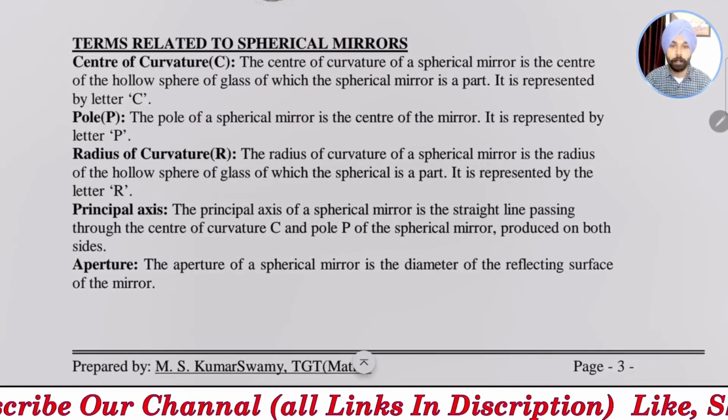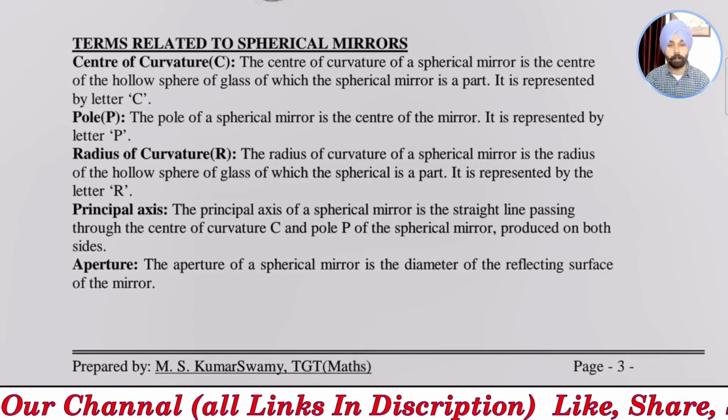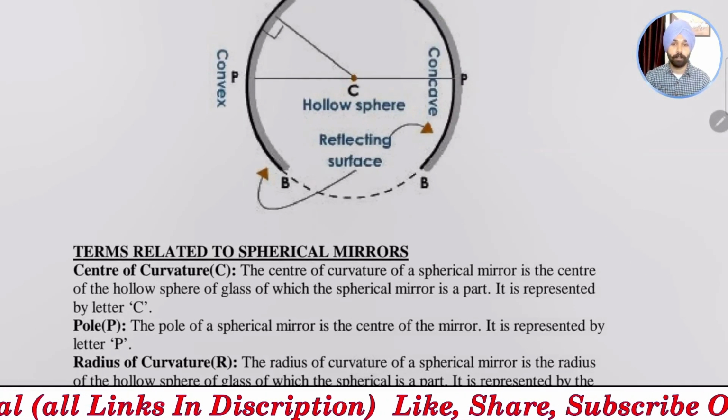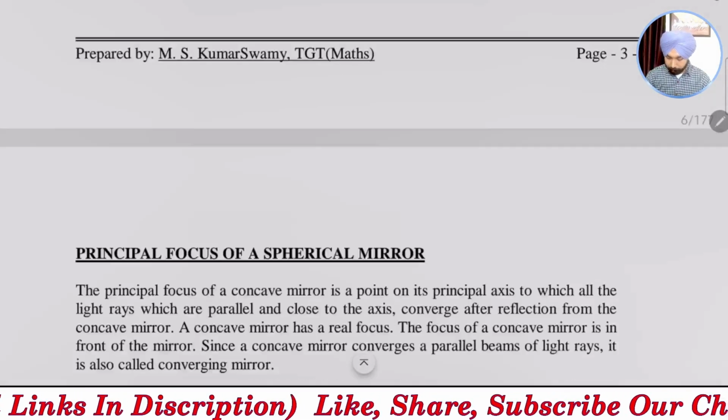Aperture. The aperture of the spherical mirror is the diameter of the reflecting surface of the mirror. That means the diameter, like AB here, is the aperture of the mirror.